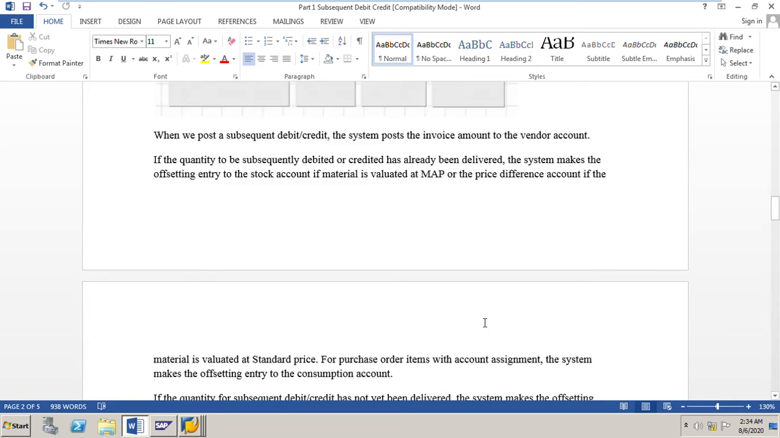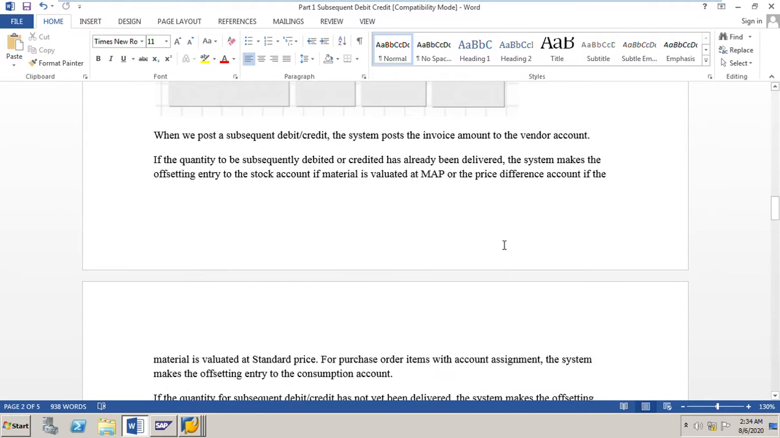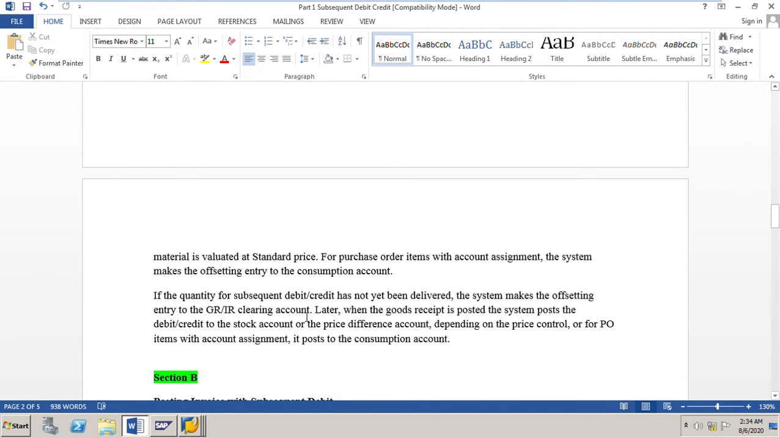Next, what if the material is not yet delivered? I mean, before the material is delivered, if the subsequent debit is posted, then which accounts are updated? In that case, if the quantity for subsequent debit or credit has not yet been delivered, the system makes the offsetting entry to the GRAR clearing account. Later, when the goods receipt is posted, the system posts the debit or credit to the stock account or the price difference account depending on the price control, or for PO items with account assignment, it posts to the consumption account.